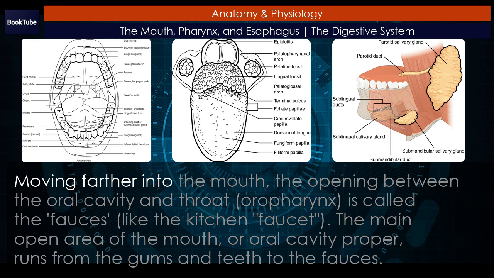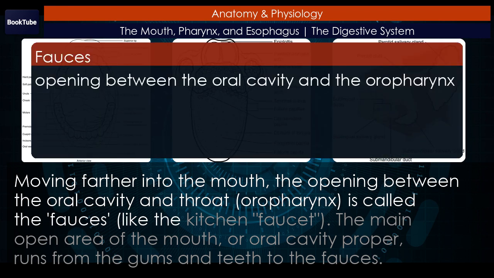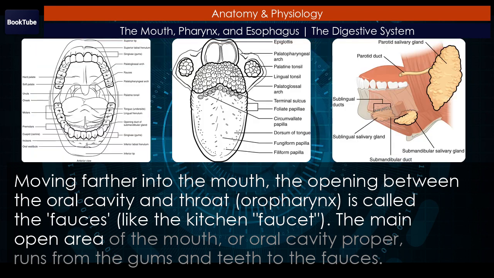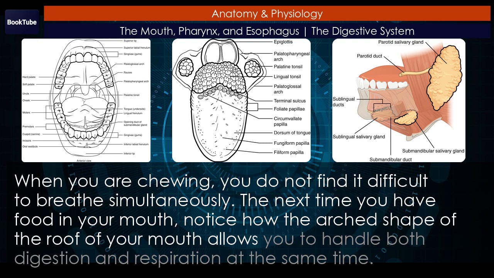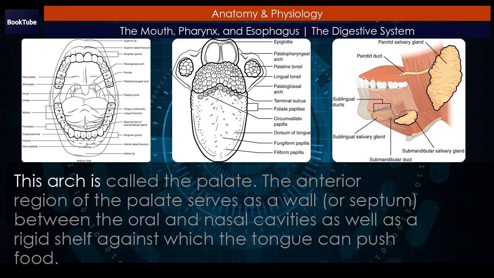Moving farther into the mouth, the opening between the oral cavity and the throat, the oropharynx, is called the fauces. Like the kitchen faucet, the main open area of the mouth, or oral cavity proper, runs from the gums and teeth to the fauces. When you are chewing, you do not find it difficult to breathe simultaneously. The next time you have food in your mouth, notice how the arched shape of the roof of your mouth allows you to handle both digestion and respiration at the same time. This arch is called the palate.